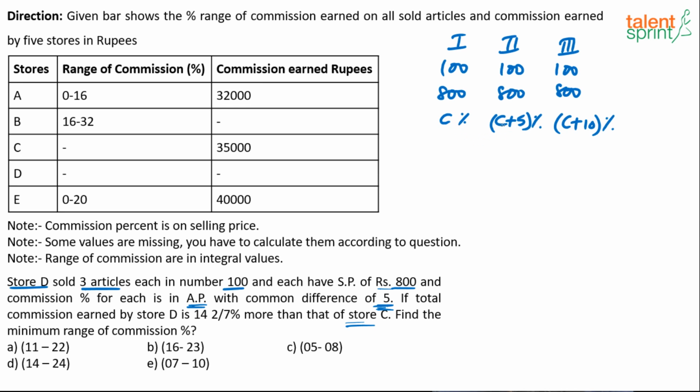So C and C plus 5, the difference is 5. C plus 5 and C plus 10, the difference is 5. You can also take C minus 5, C and C plus 5. I mean, whichever way, eventually the answer would be same. So we know this. Now, find out the minimum range of commission. Find out the minimum range of commission here, right?